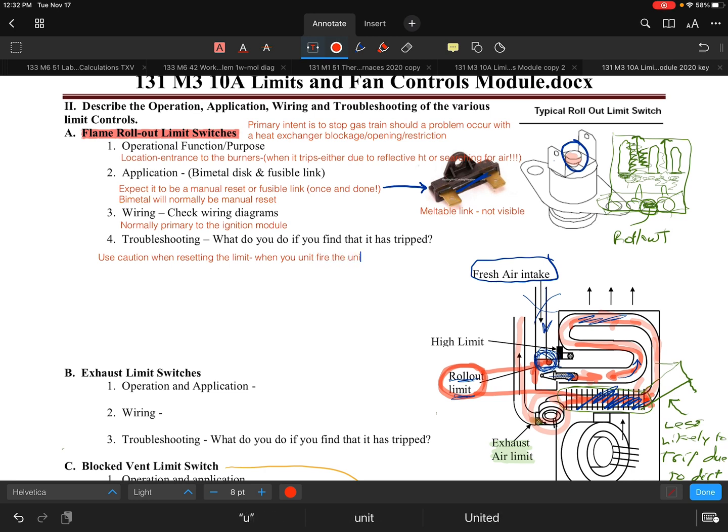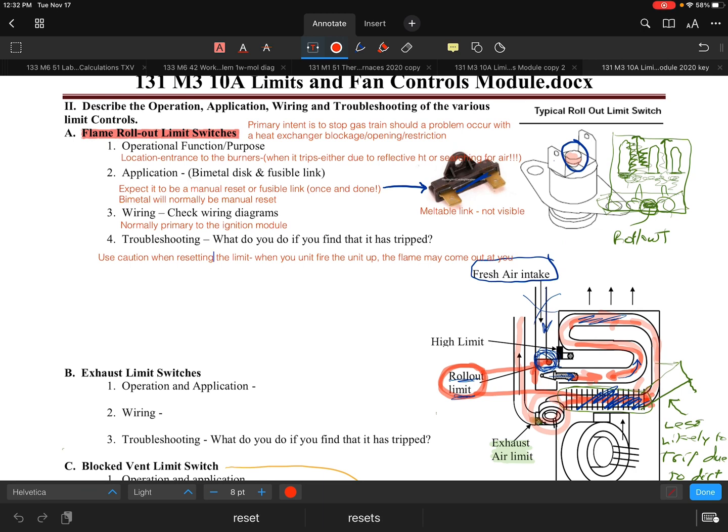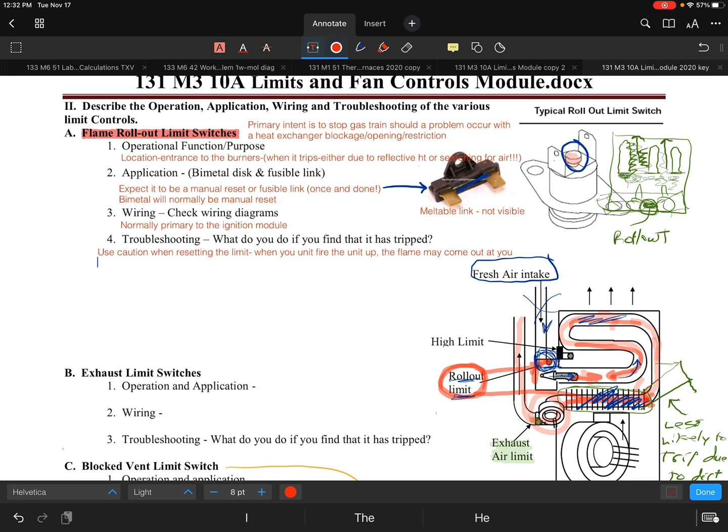And obviously here's the kicker: if you're there watching it when you try to fire that unit back up, the flame may come right out at you. So you really got to be a little bit careful, a little cautious on there. And if it comes back out at you, you might have some issues. So, all right, let's go ahead and get that back up. There we go. All right. It might come out at you, so you've got to be a little bit cautious on there.